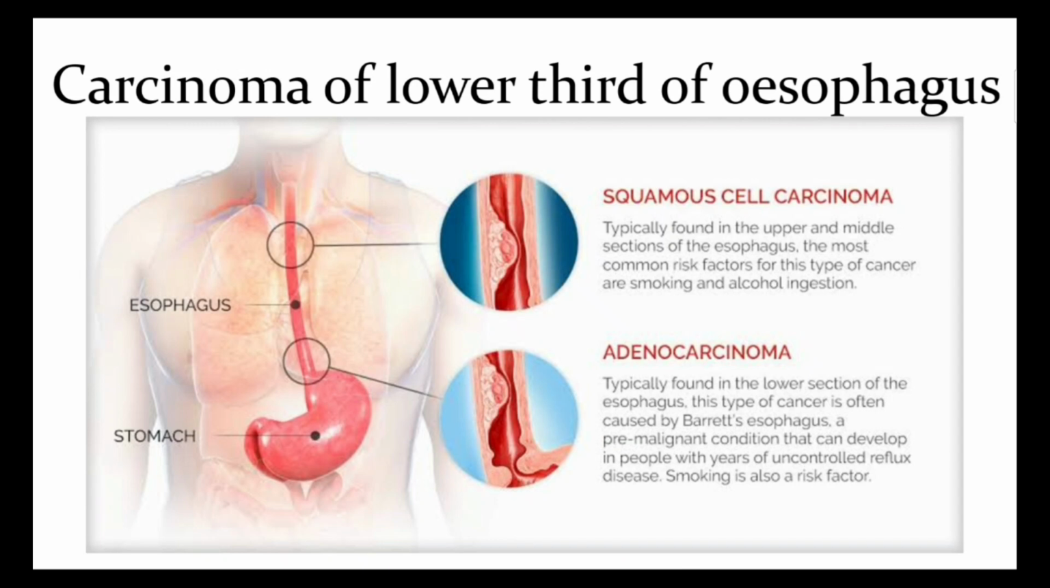Next is the carcinoma of the lower third of the esophagus. Now this carcinoma in the esophagus most commonly occurs in its lower one-third portion. So in this diagram you can see the squamous cell carcinoma, which is typically found in the upper and middle sections of the esophagus, but in case of Barrett esophagus there is this adenocarcinoma. You will study this in more detail when you study pathology, when you study metaplasia next year in the second year.